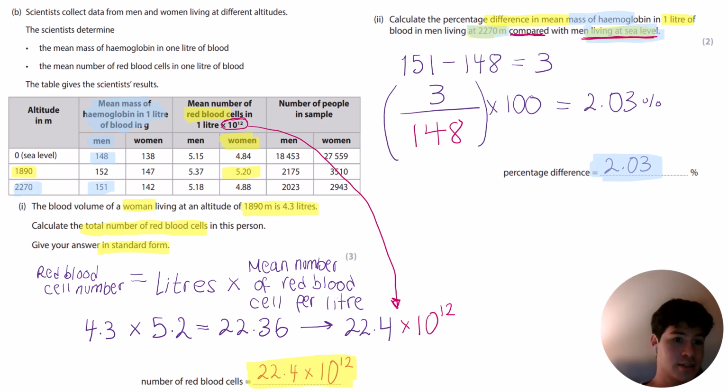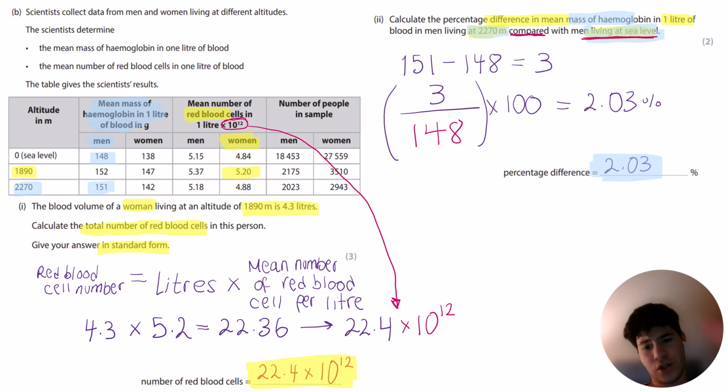Okay, now scientists collect data from men and women living at different altitudes. The scientists determine 1. The mean mass of hemoglobin in 1 liter of blood. Second, the mean number of red blood cells in 1 liter of blood. The table gives the scientists' results. Okay, so we have our altitude, 0, which is at sea level, 1,890, and then 2,270. So the altitude is increasing.